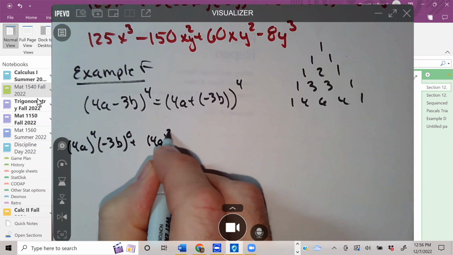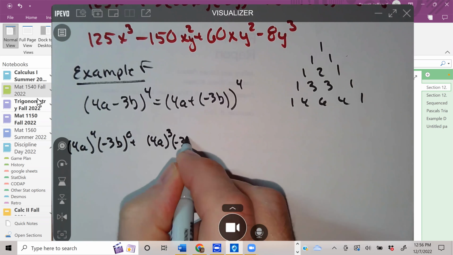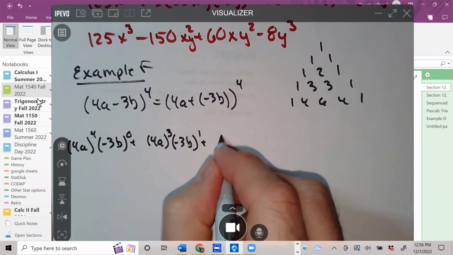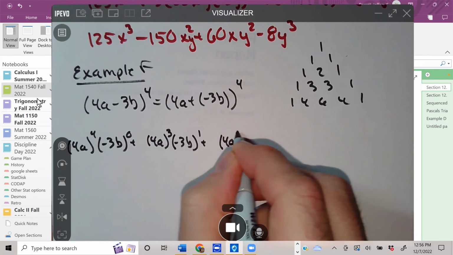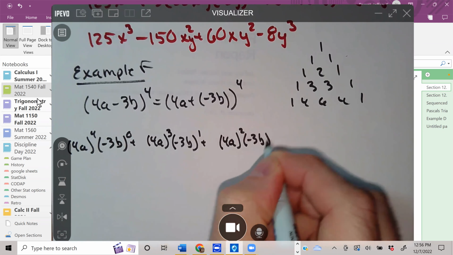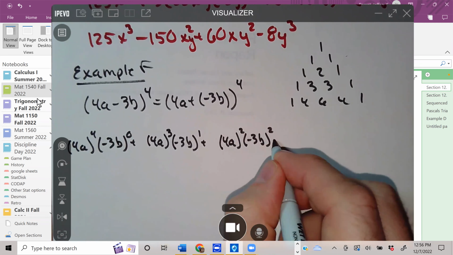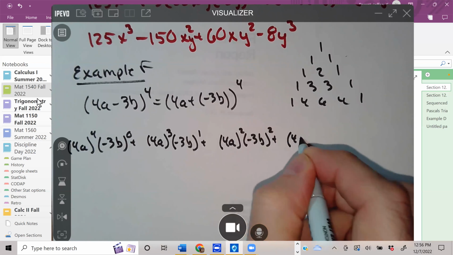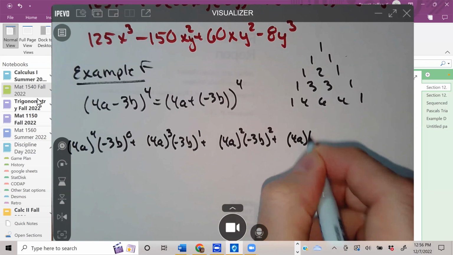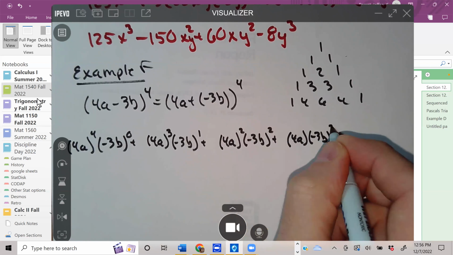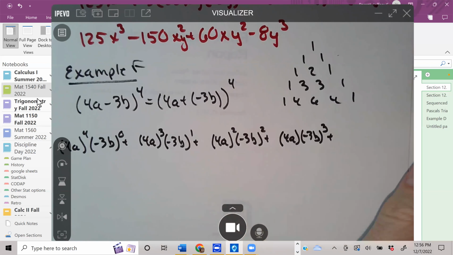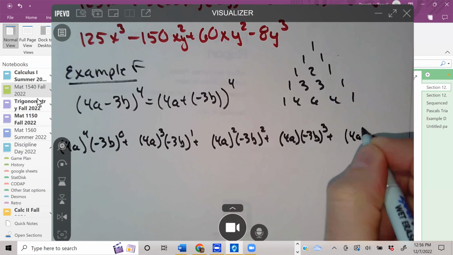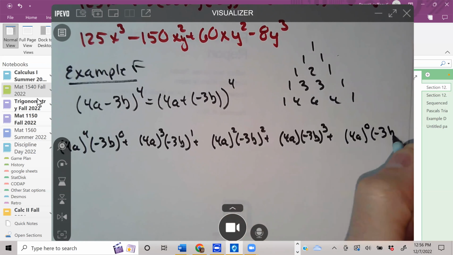4a to the 3rd, negative 3b to the 1st. Again, leave a little space. 4a squared, negative 3b squared, plus little space. 4a to the 1st power, negative 3b to the 3rd power. And finally, over here at the edge, 4a to the 0 power, negative 3b to the 4th power.